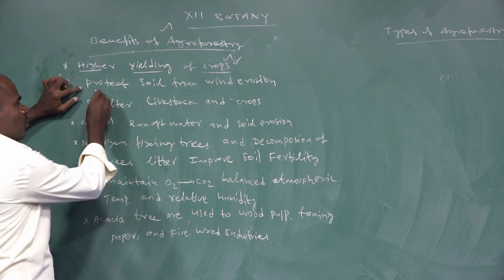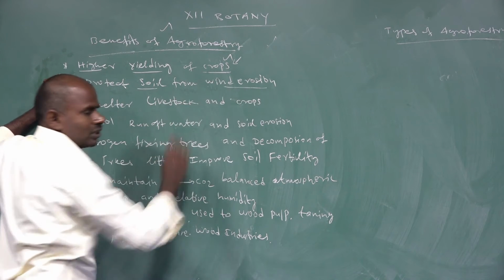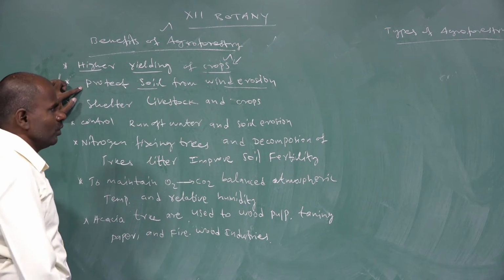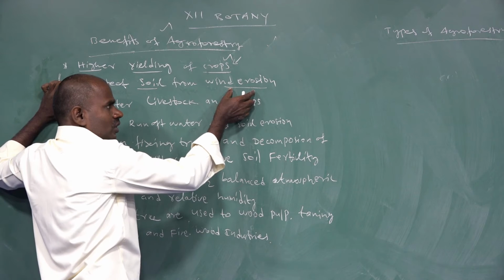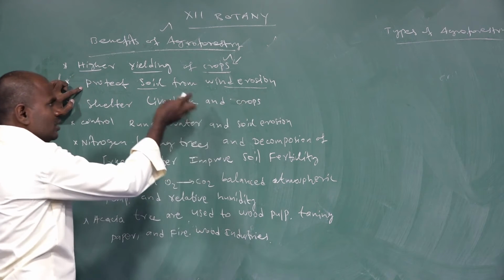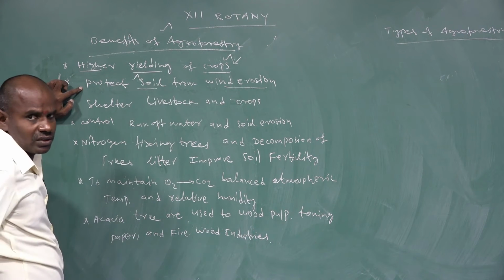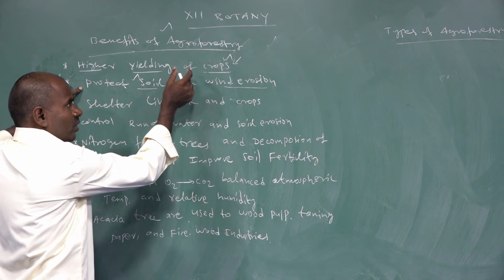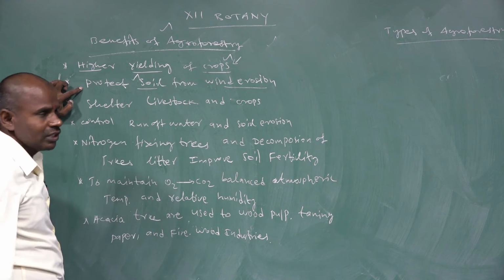The second one is to protect the soil from wind erosion. Protect the soil from wind erosion during the windy seasons, to conserve the soil. To conserve the soil, we are growing agroforest cultivation.